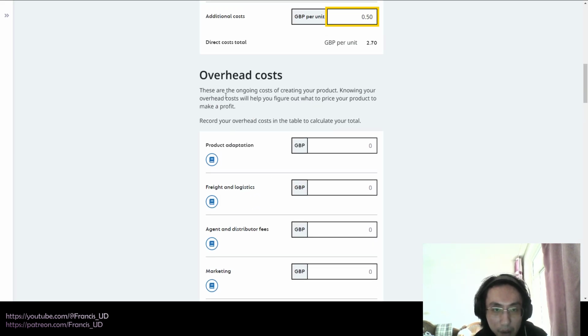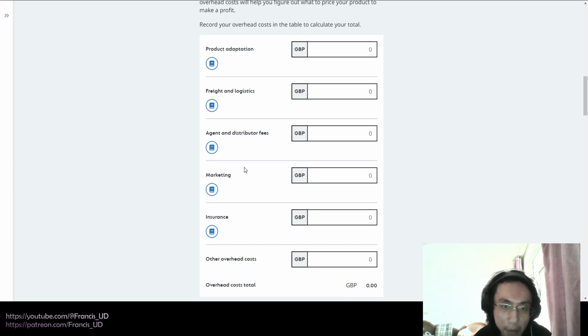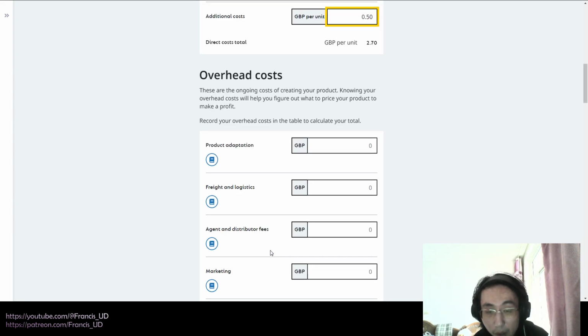These are the ongoing costs of creating your product. Knowing your overhead costs will help you figure out what to price your product to make a profit. Record your overhead costs in the table to calculate your total. Product adaptation, freight and logistics, agent and distributor fees, marketing, insurance, other overhead costs.